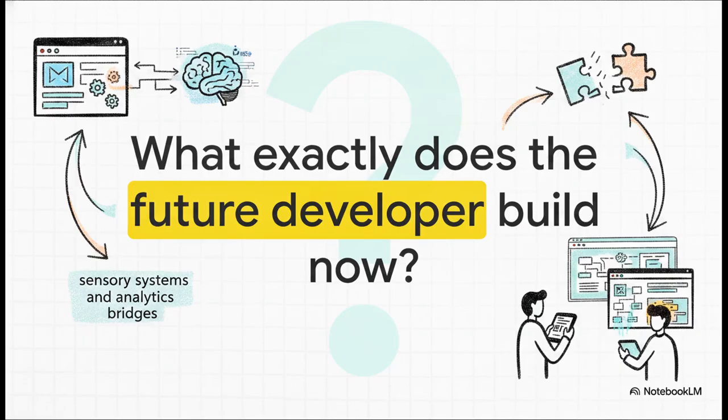I want to leave you with this provocative question as we wrap up this explainer. If a website can autonomously detect its own user friction and fix its own code bugs through MCP and Claude, what exactly does the future front-end developer build? I mean, do we just stop writing UI components entirely? Do we pivot to just building better sensory systems and analytics bridges for AI to learn from?